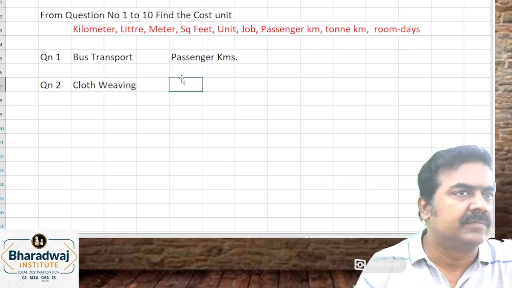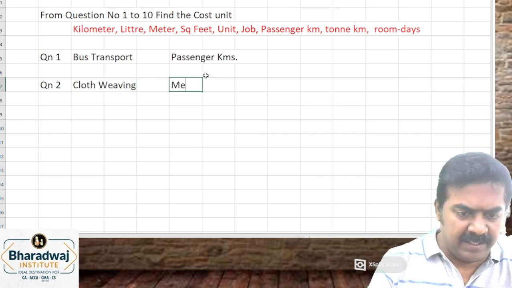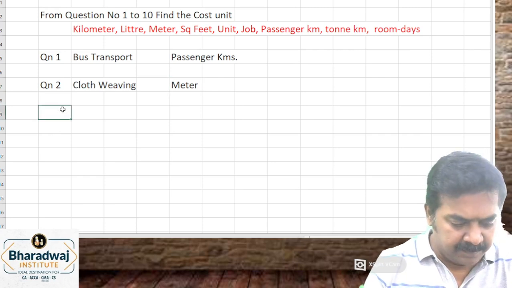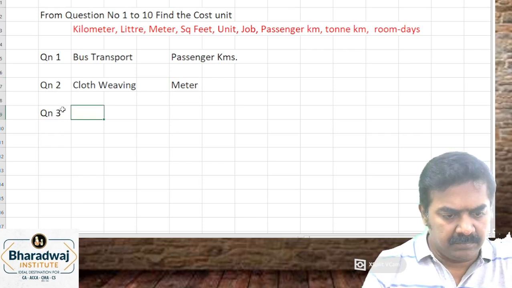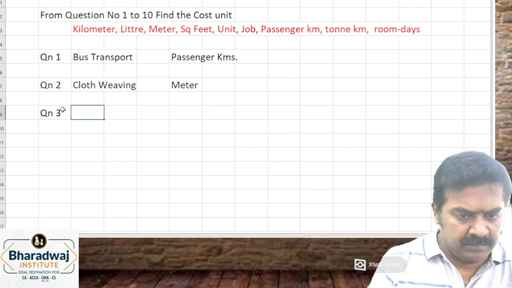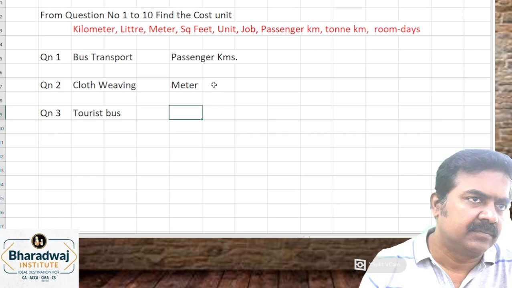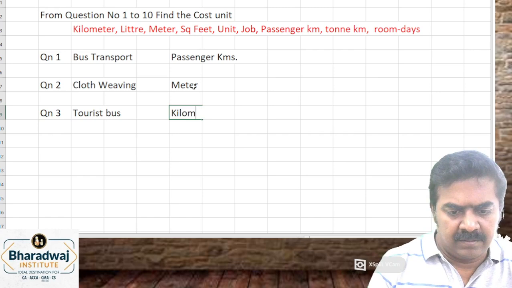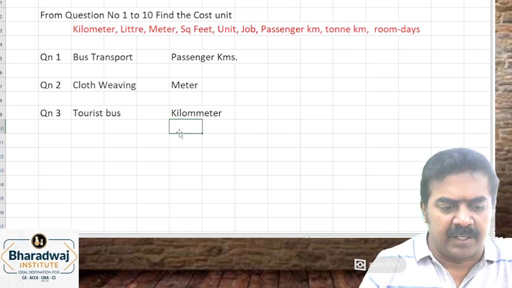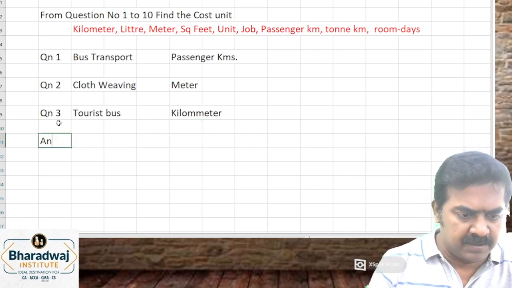Cloth weaving, meter. Tourist bus, kilometer. Whether 5 people travel or 20 people travel doesn't matter. How many kilometers you travel matters for a tourist bus.